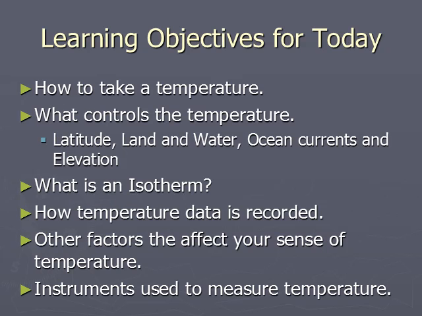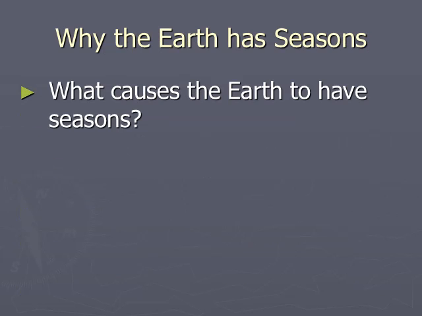How do you take a temperature, particularly of the atmosphere? What controls the temperature? The four main things that control temperature that you should be aware of are latitude, land and water, ocean currents, and elevation. What is an isotherm? How temperature data is recorded, other factors that can affect your sense of temperature, and instruments used to measure temperature. Let's get started.